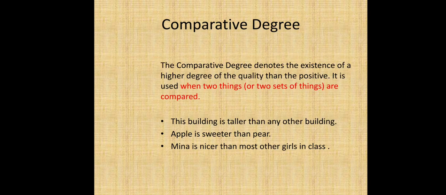Now, comparative degree. The comparative degree denotes the existence of a higher degree of the quality than the positive. It is used when two things or two sets of things are compared. For example, the building is taller than any other building. Here you can see the comparison. Apple is sweeter than pear. Again comparison. Mina is nicer than most other girls in class.